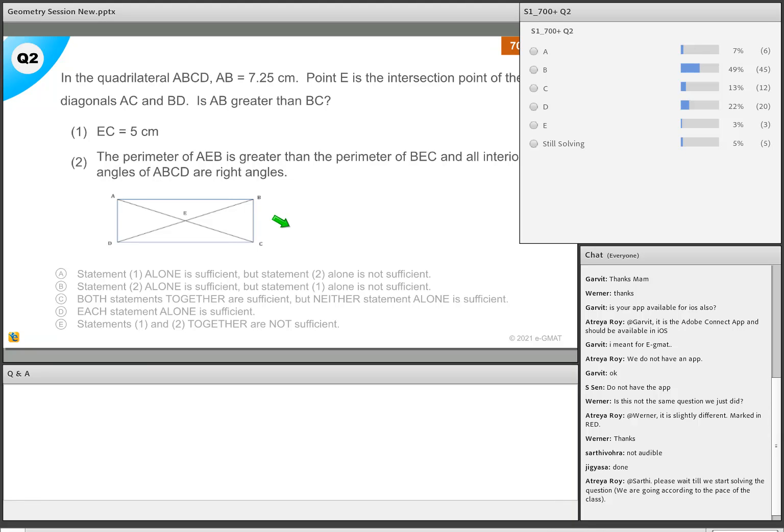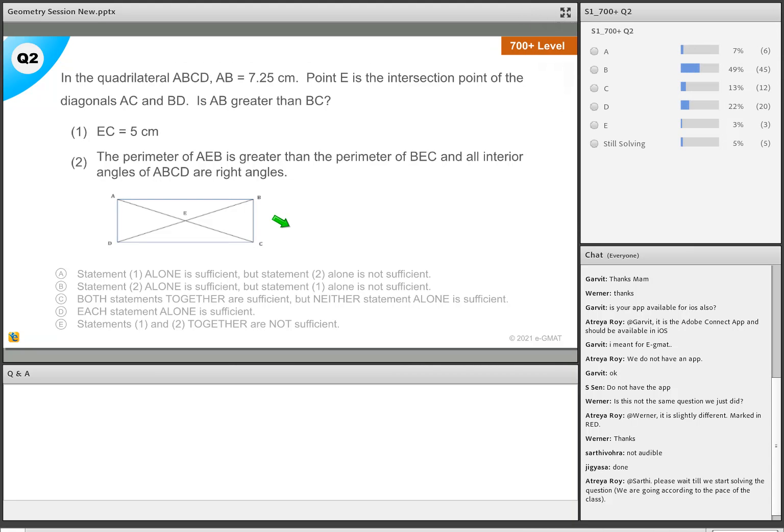All right, here are the results. The majority went with B, 49% of you marked B. C and D also got votes. D was the next highest with 22%, C with 13. A and E had negligible votes, but again, all five choices got votes.